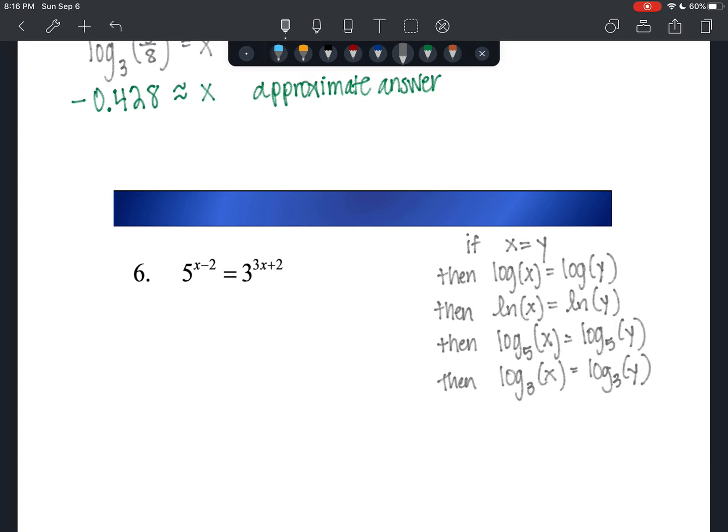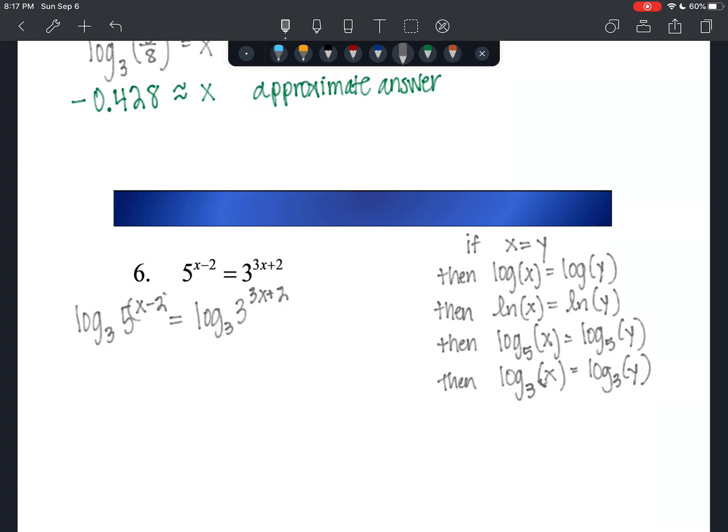So in this particular problem, I'm going to pick base 3. This looks like an 8, and I don't want it to look like an 8, so I'm going to erase and make it look like the 3 that it is. Okay, I'm going to take log base 3 of both sides. So log base 3 of 5 raised to the x minus 2 is equal to log base 3 of 3 raised to the 3x plus 2.